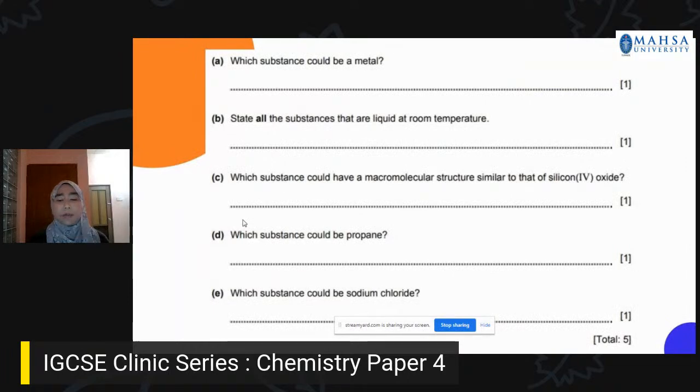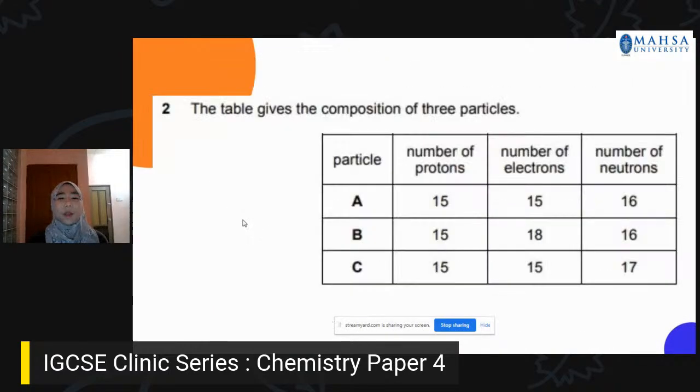Okay, this is question number 1 is done. Okay, now we go for question number 2. Question number 2 is more to what we call atomic structure, or the structure of atoms. So basically in the structure of atoms, you know that an atom consists of 3 items, which is a proton, electron, as well as neutron.